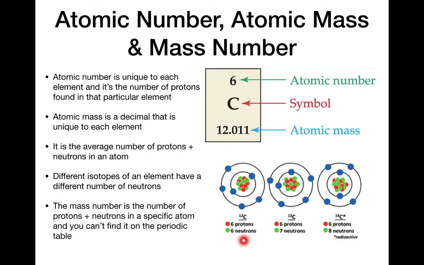Mass number here is 12. Mass number here is 6 plus 7, 13. Mass number here is 6 plus 8, 14. So they're all different, and that's what's not in the periodic table. So make sure in your review notes you define, as a minimum, atomic number, atomic mass, and mass number.